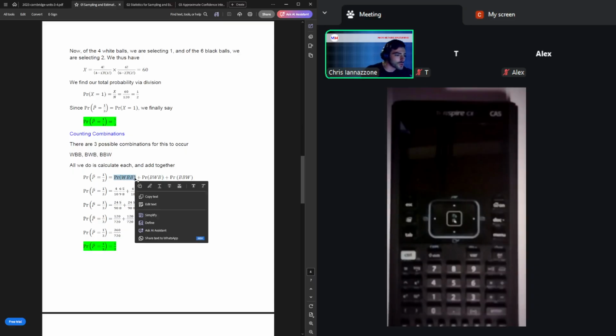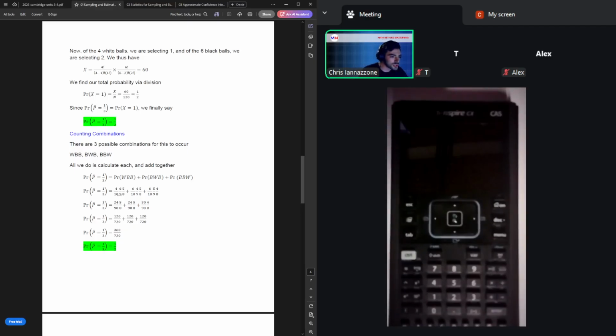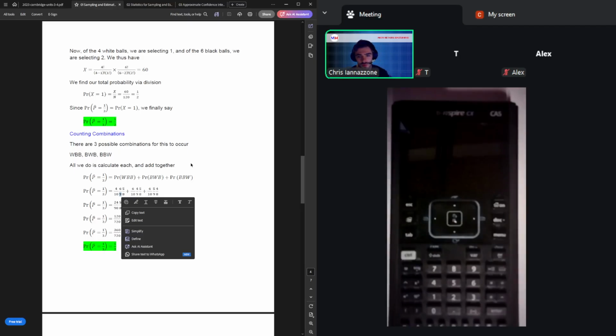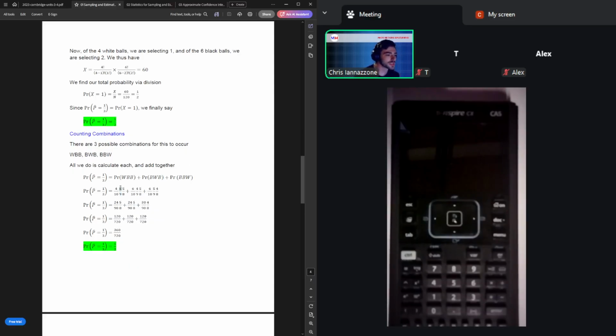So for instance, getting a white, then a black, then a black, you are initially starting with 10 total balls, 4 of which were white. So 4 out of 10 for that first white. Then, when selecting the next black ball, because you've already selected a white at this point, the total number of balls has dropped down from 10 to 9. But the total number of black balls has not dropped because you selected a white ball specifically, which is why the numerator still remains as 6 from what it started.